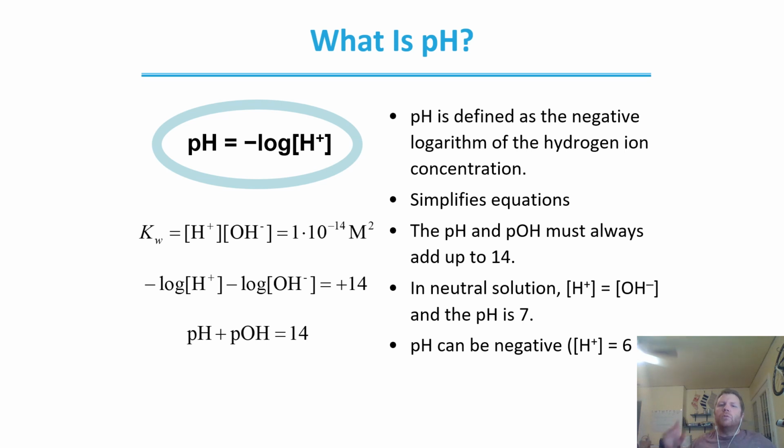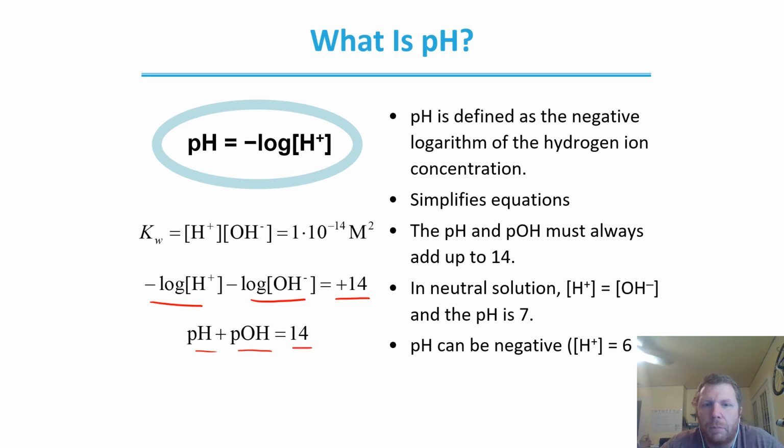So our pH is equal to negative log of our proton concentration. pH is defined as the negative logarithm of the hydrogen ion concentration. That derivation that we just did makes this all very simple. Now what we have are basically two equations. Negative log of the hydrogen ion concentration minus log of the hydroxide ion concentration is equal to 14. pH plus pOH is equal to 14.